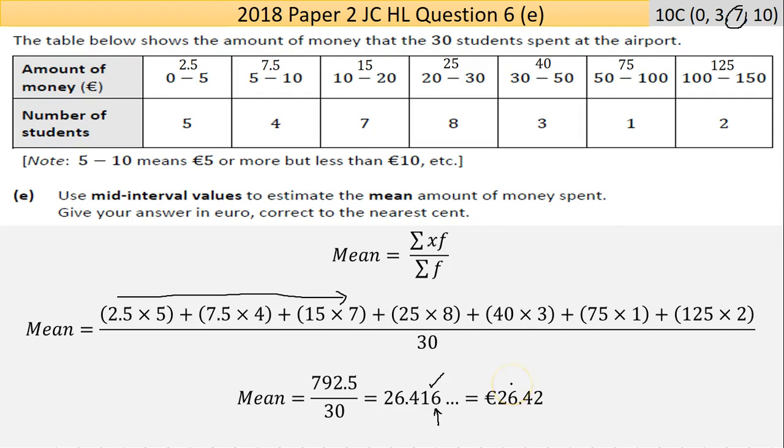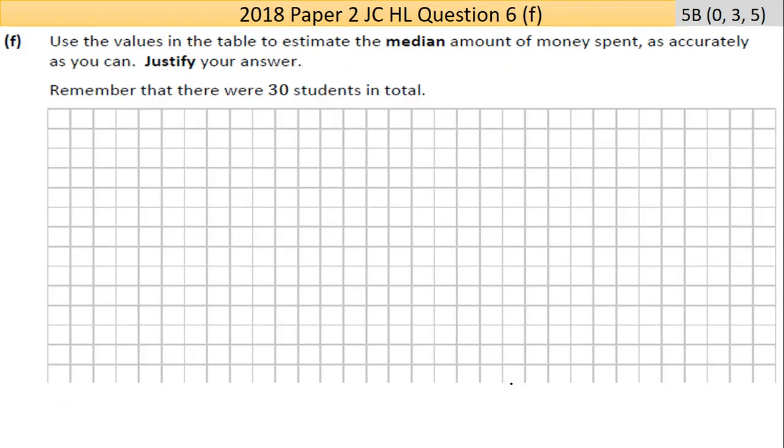Job done. Okay, so that's part E. This is a long question. Part F now, worth 5 marks, so hopefully we're towards the end. Use the values in the table to estimate the median amount of money spent as accurately as you can, and then give a reason for your answer.